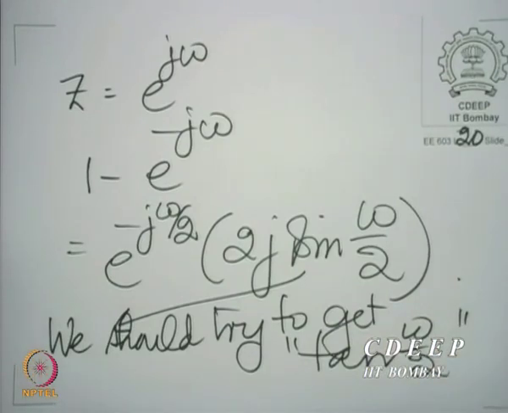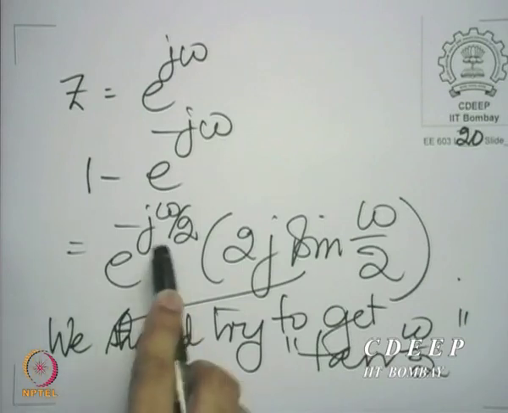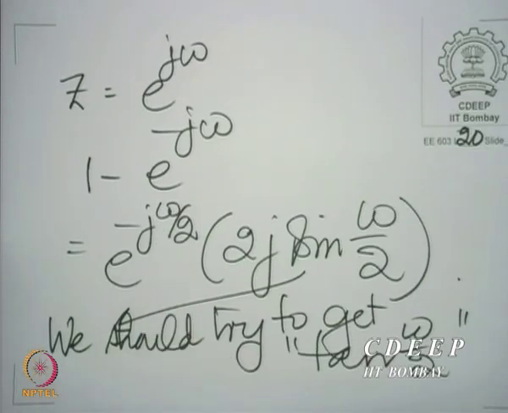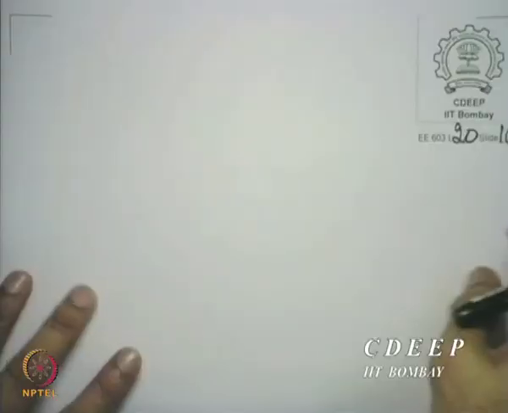And how can we get a tan omega by 2? By dividing sin omega by 2 by cos omega by 2. So, let us do that. And in fact, once we allow for that division, we are also likely to do away with this trouble. So, we will be killing two birds with one stone in the proverbial sense, not literally.